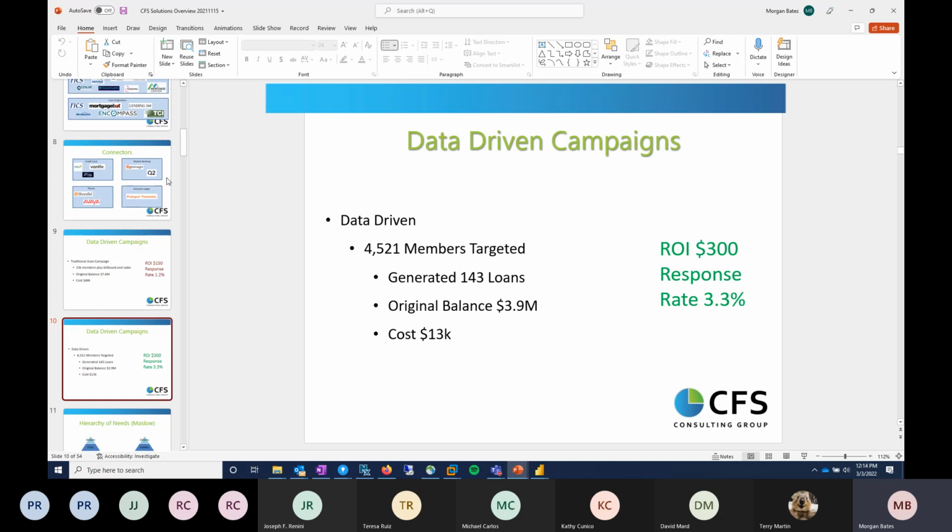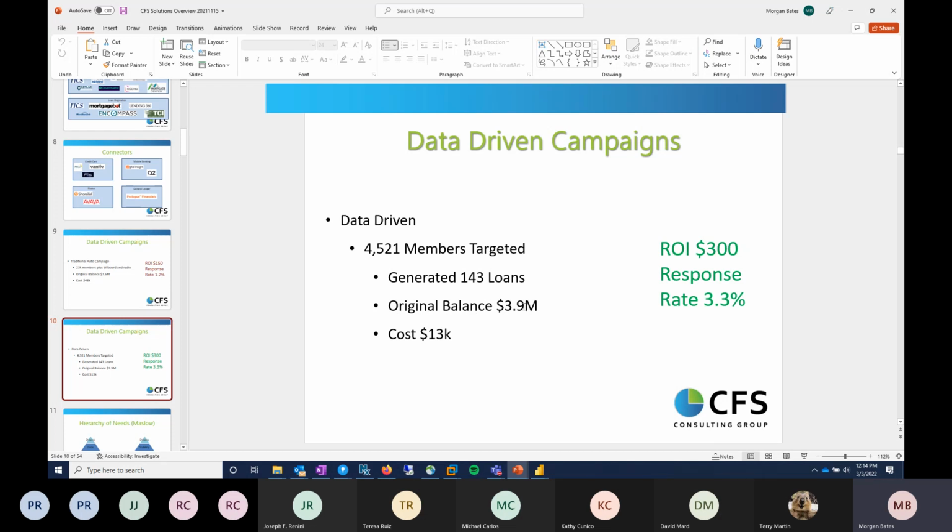Okay. So once they had this marketing, the transaction analytics connector and that dashboard installed, they generated a new campaign. But this time, instead of just going to 23,000 members indiscriminately, they targeted 4,500 members who already had auto loans with other institutions. Of that, they generated 143 loans, representing 3.9 million, and they spent 13,000.